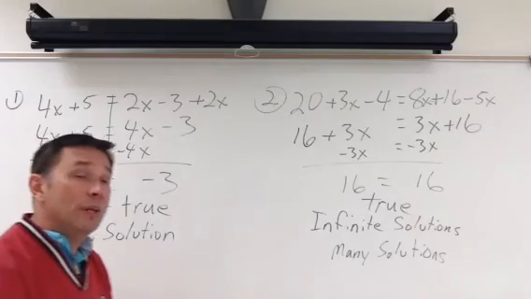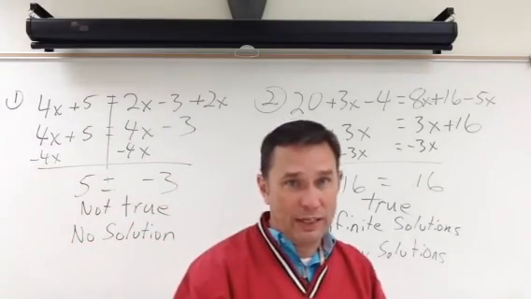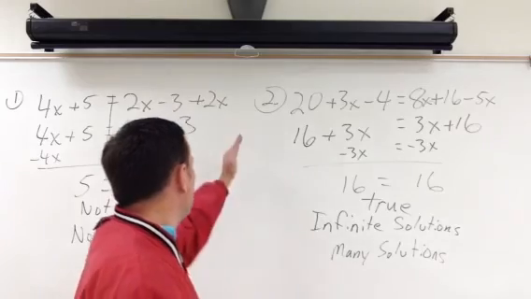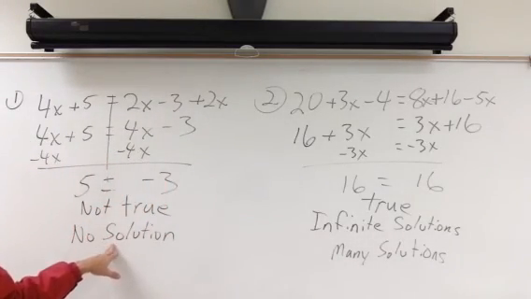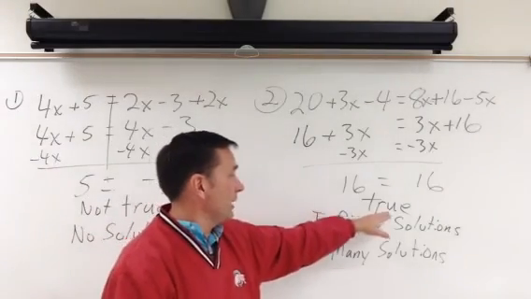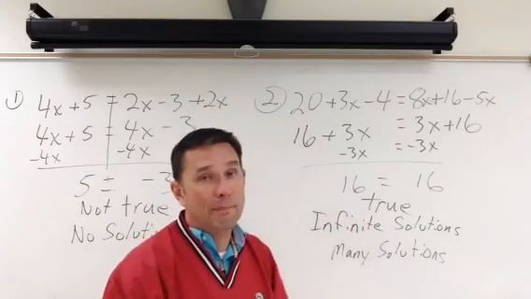We can still have our one unique answer, and most of the time we will have that one unique answer. But in times when variables cancel and we end up with untrue statements, that results in no solution. A true statement results in many solutions.